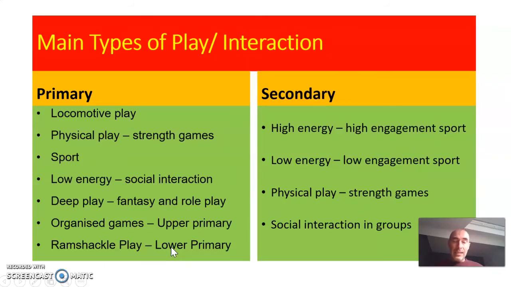So we have at this point made some tentative conclusions in terms of what types of play we're observing. In primary, a very dominant type of play is locomotive play. This is movement for movement's sake. There's lots of physical play, strength games, and they're different. We see differences between boys' strength games and girls' strength games. Sport is still very present. We have quite a bit of low energy social interaction that goes on.